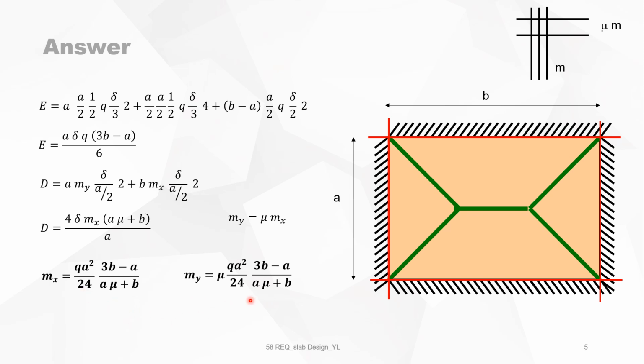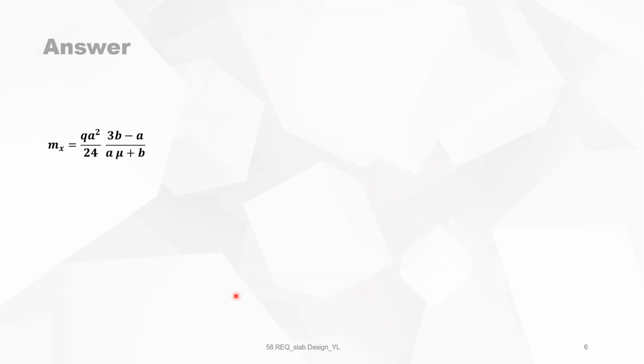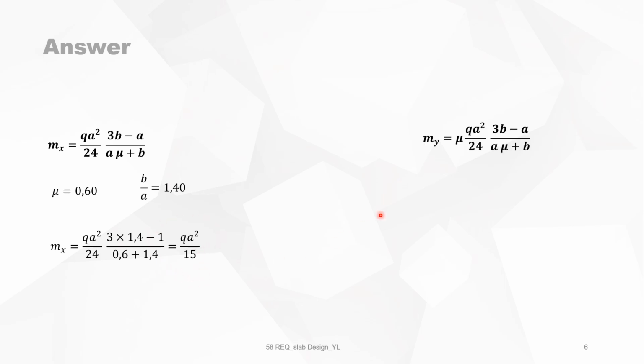Now we will apply this formula on a particular case when mu is 0.6 and b over a is 1.4. So now it's easy to calculate the bending moment in the x direction. It's q a squared over 15. And the bending moment in the y direction is mu times mx.